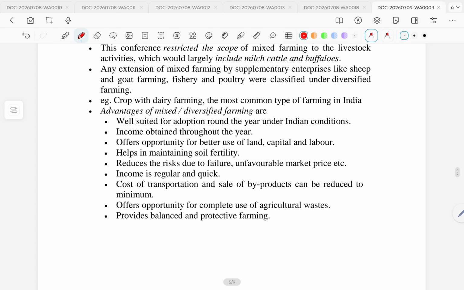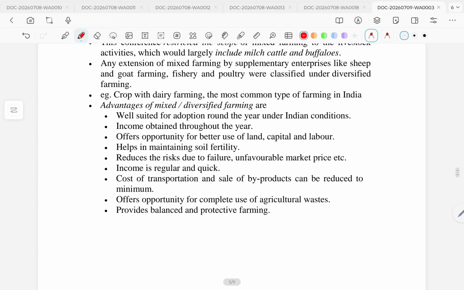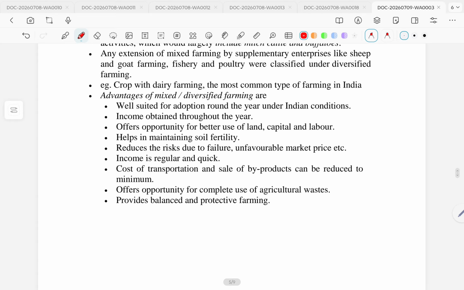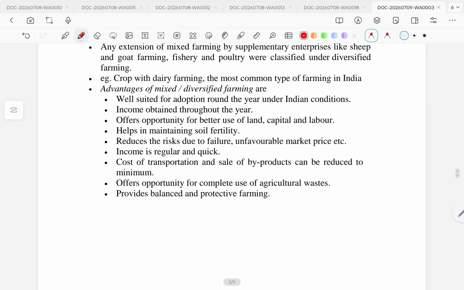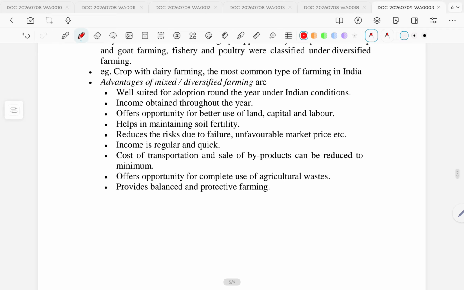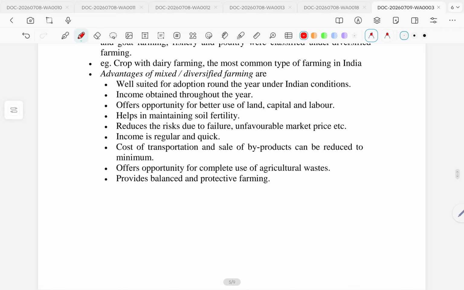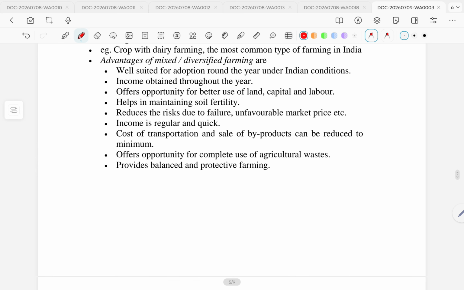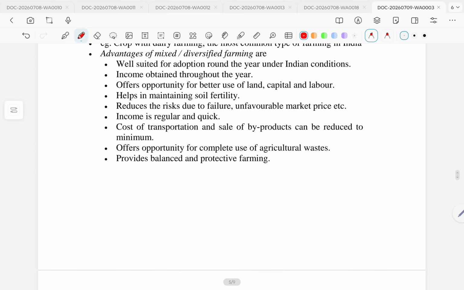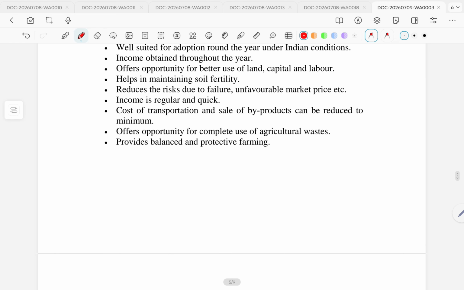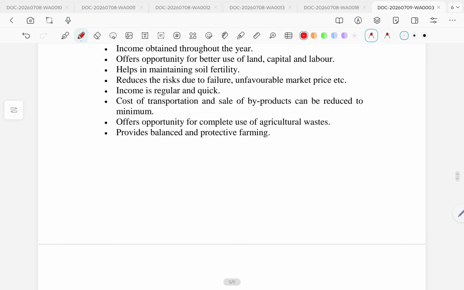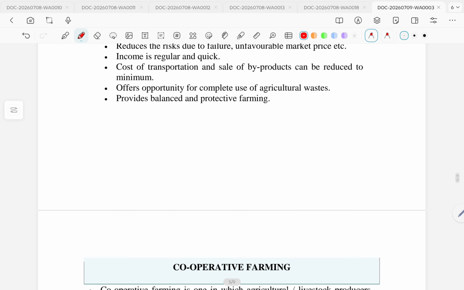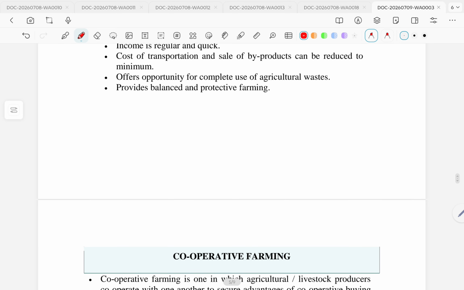Advantages of mixed and diversified farming: well suited for adoption round the year under Indian conditions. Income obtained throughout the year offers opportunity for better use of land, capital and labor, helps in maintaining soil fertility, reduces the risk due to crop failure, unfavorable market prices, etc. Income is regular and quick. Cost of transportation and sale of byproducts can be reduced to a minimum. Offers opportunity for complete use of agricultural wastage. Provides balanced and protective farming.